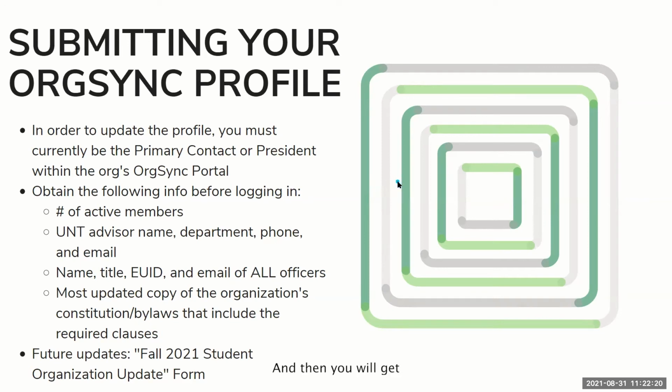And then you will get updates from the Fall 2021 student organization update form. So this will be whenever a student receives an email about their OrgSync profile, if something needs to be edited or something needs to be changed as well.